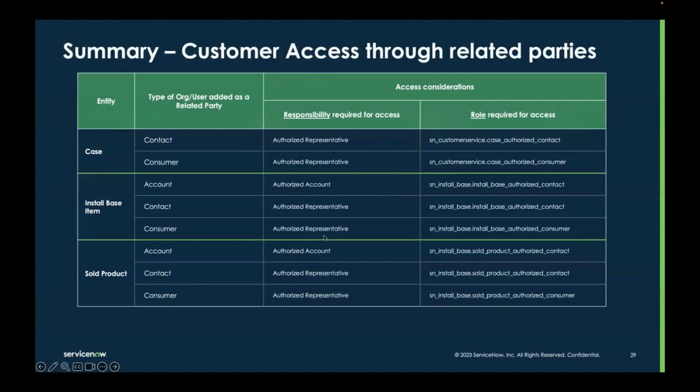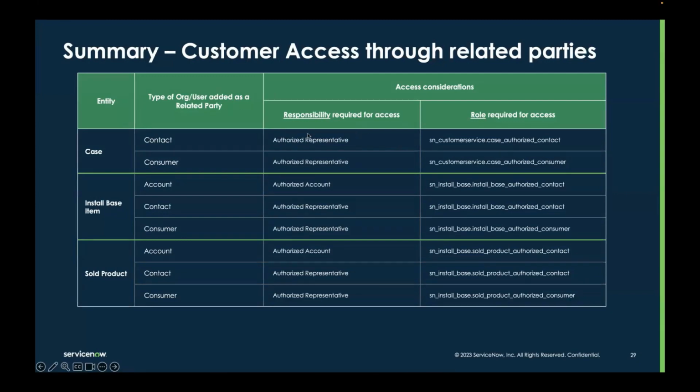Finally, this is a snapshot of the out-of-the-box entities supported for related parties. We did see these in our different scenarios. So you can add related parties on cases, specific cases, or on products, which can be either install-based items or sold products. Along with that, these are the different types of parties that can be added to these entities. For example, you can add a contact, which is a B2B customer, to a case, and you can also add a consumer, which is a B2C customer.